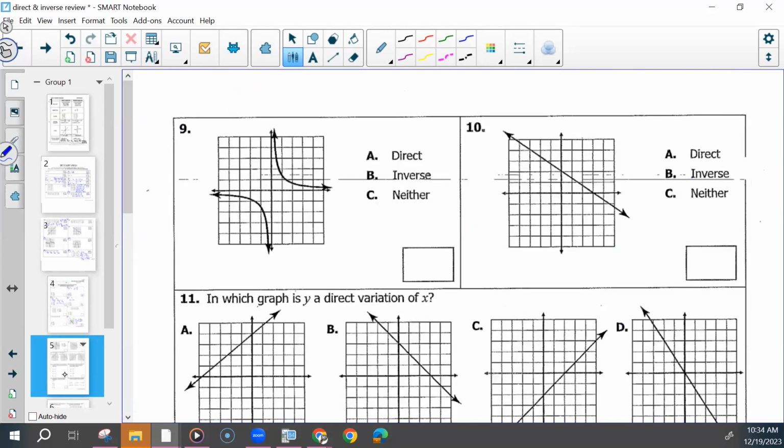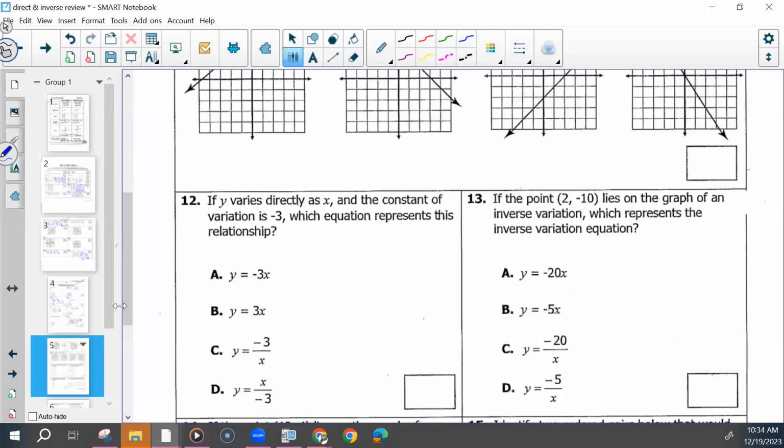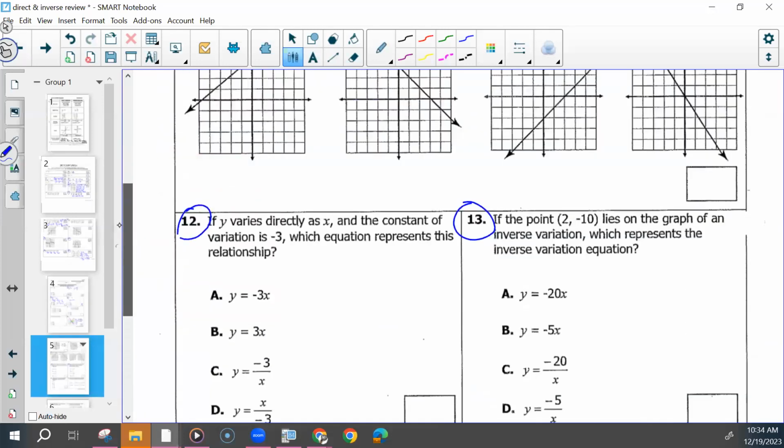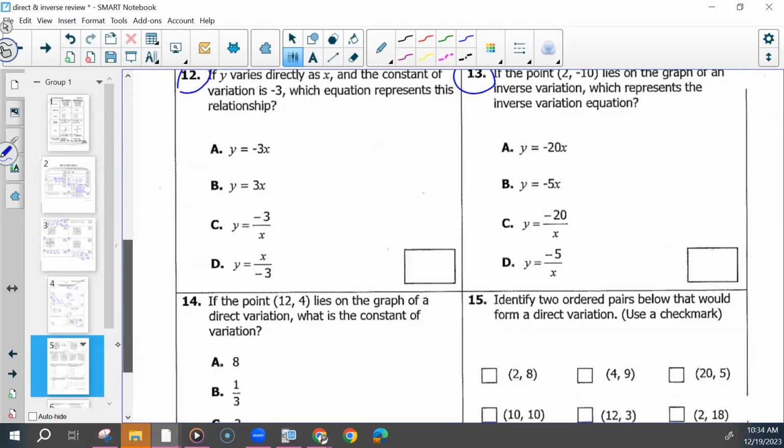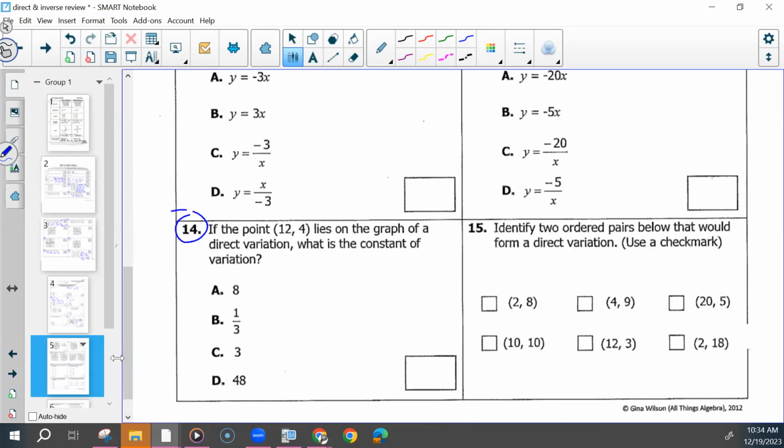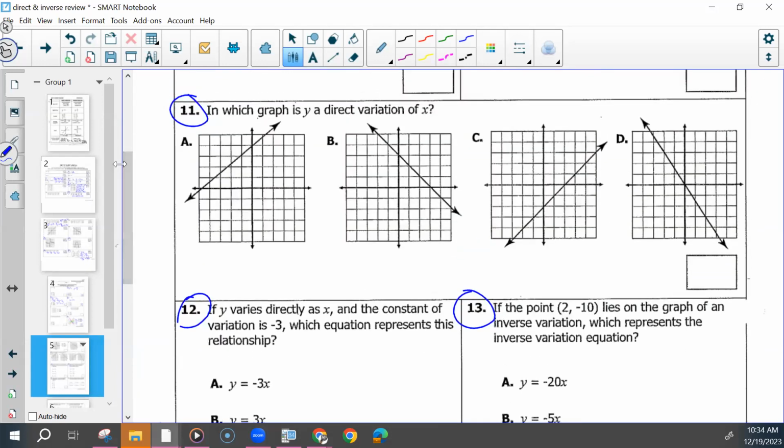Questions on this page? 11. You said 13. 12 again, 13. Let's start with that one. So 11, in which graph is y a direct variation of x? The only line that goes to the right.